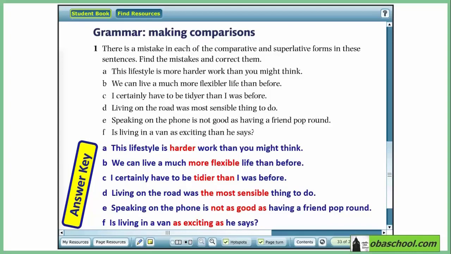Please watch out for such mistakes. We solved now Exercise 1, page 33.